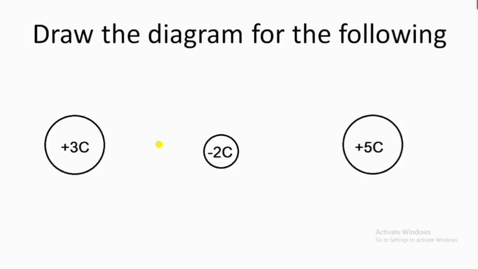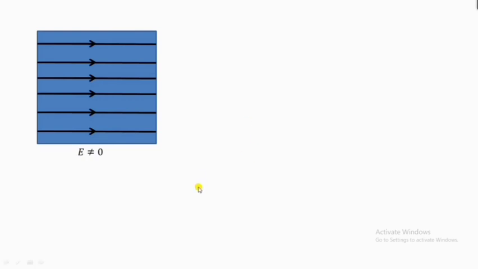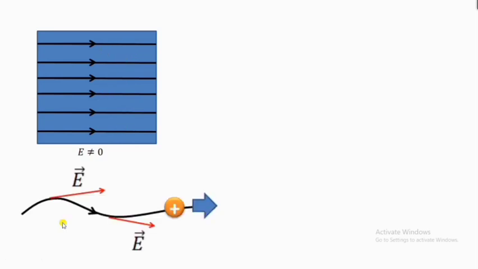Now this is the last question. We have these three charges together. You have to draw the electric field lines for this system. So now we'll quickly summarize the video. We represent the electric field with lines, and they are called electric field lines. And electric field lines are the lines along which a positive charge would move if it is free to move, and the tangent to the electric field lines gives the direction of the electric field.